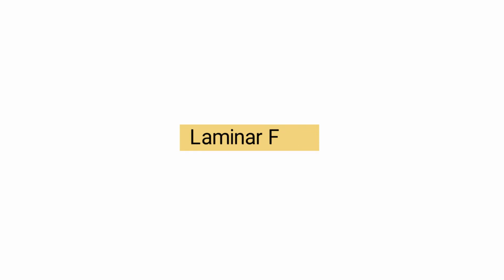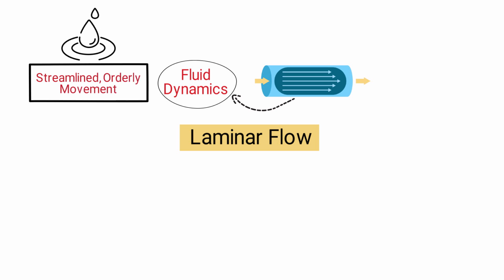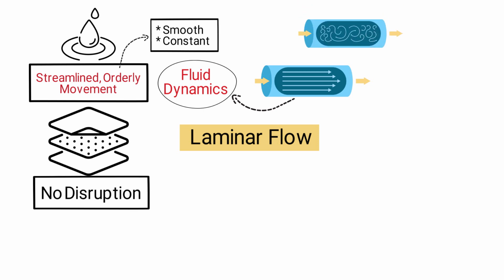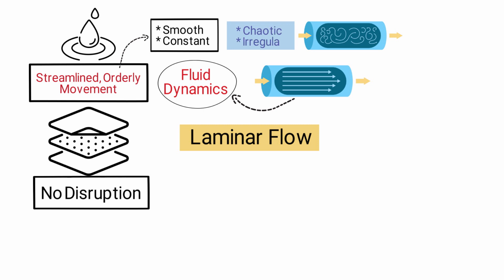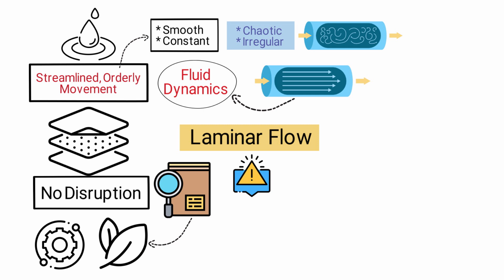Laminar flow, a fundamental concept in fluid dynamics, refers to the streamlined, orderly movement of a fluid in parallel layers with no disruption between them. This type of flow is characterized by smooth, constant motion as opposed to turbulent flow, which is chaotic and irregular. The importance of laminar flow is evident in various natural and technological contexts, with one of the most significant being its role in the human respiratory system, particularly within the lungs.